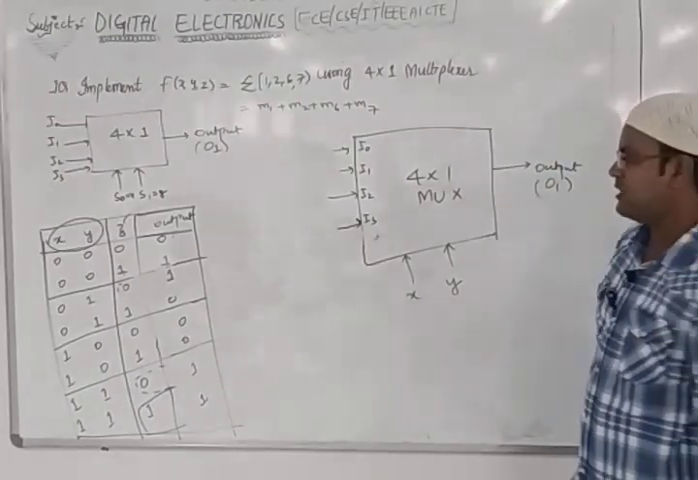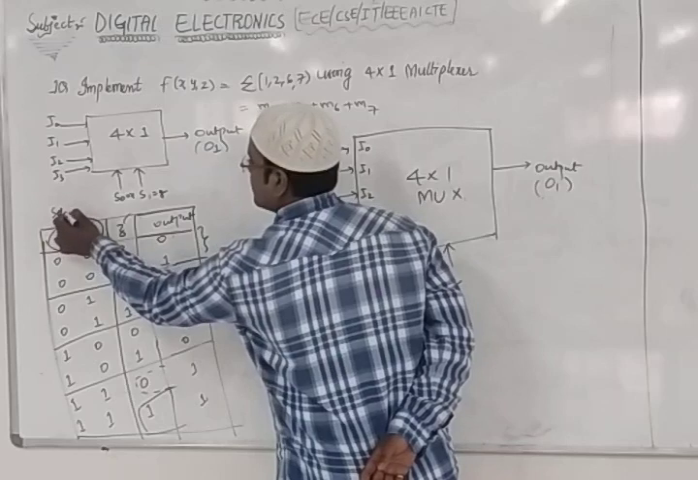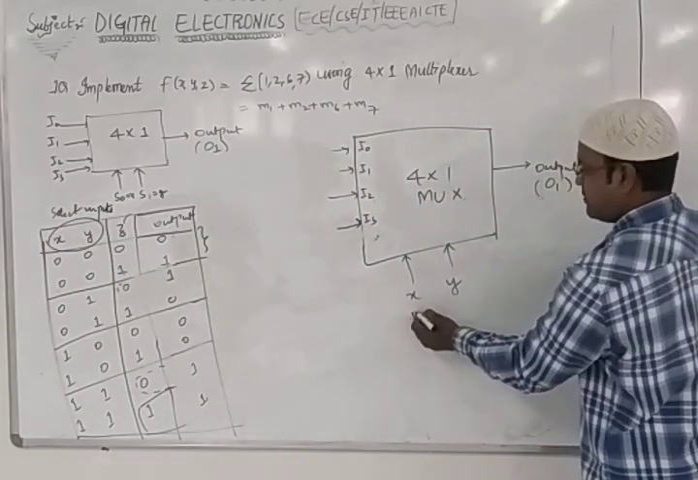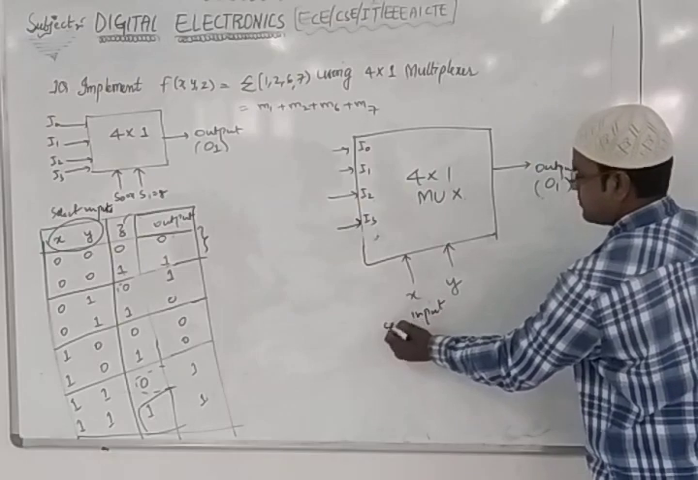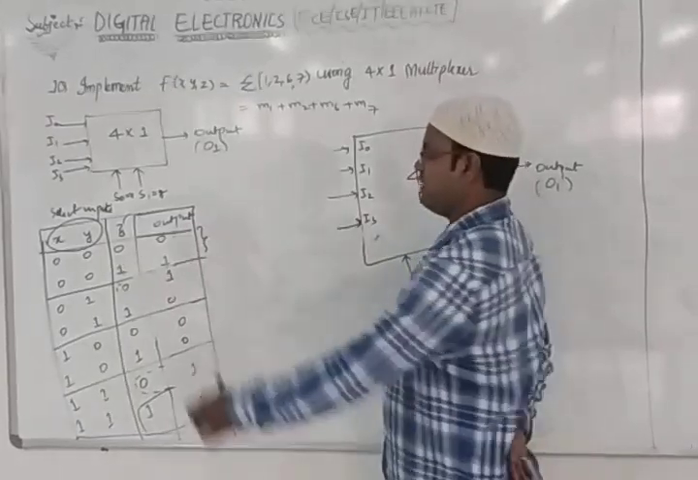So we took 4 inputs. Next thing, I am assuming this X and Y is what actually? Suppose this is my select inputs. So in this I am assuming X and Y is my select inputs. So next thing, I need to write the output function for this particular situation. For that, what I'll write?